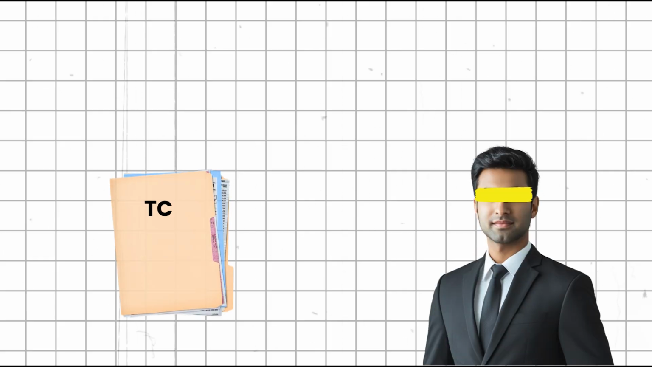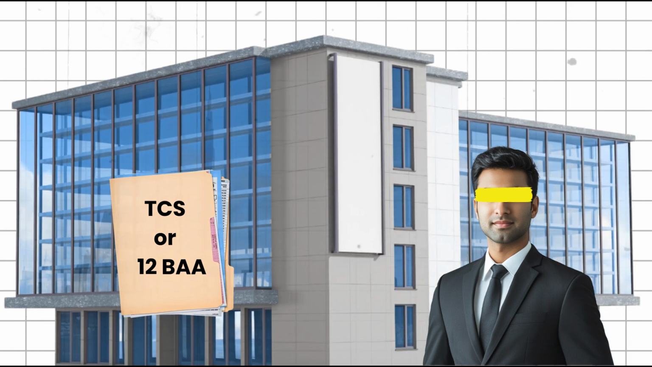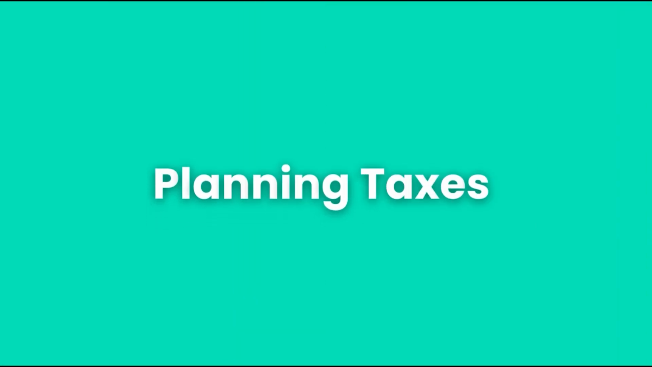Now, this can also help you to avoid paying advance tax. Look, you can share the TCS document or Form 12BAA with your employer to offset the TDS or the tax deducted at source. And this brings us to the last section of this video, that is planning taxes. In this section, we will learn to implement whatever we discussed in this video to reduce our tax liability.